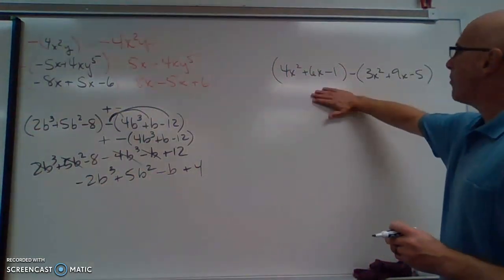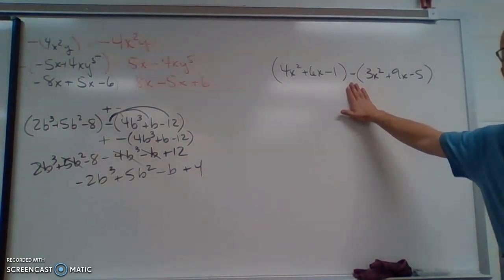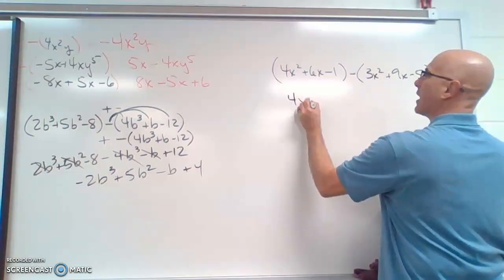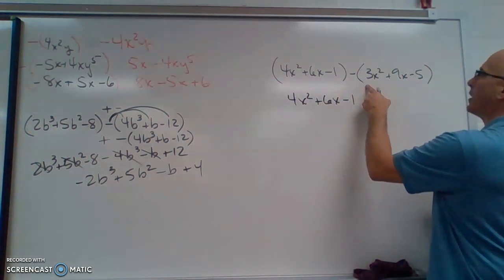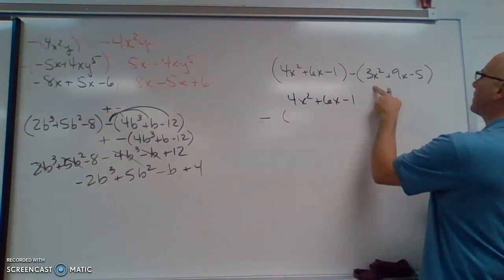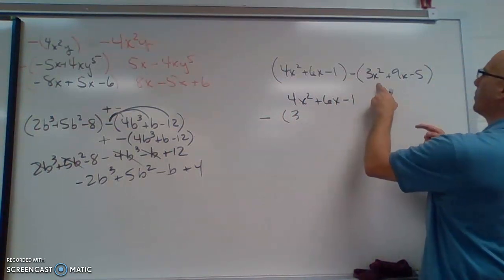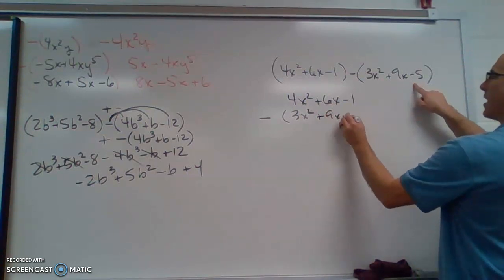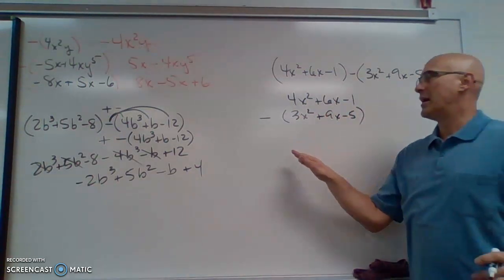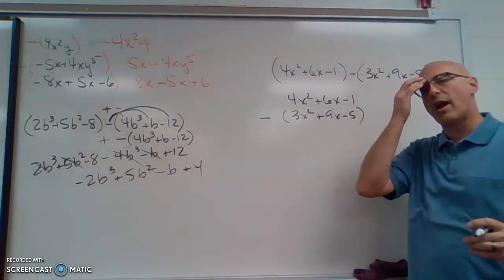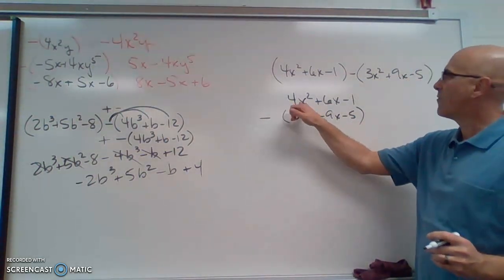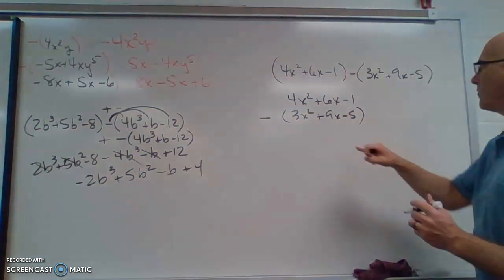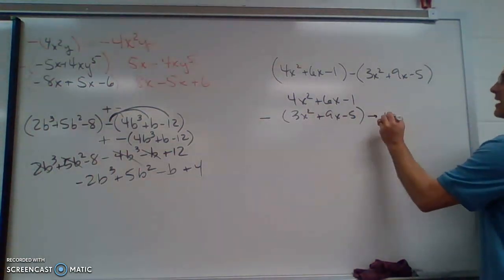Okay. So now what we can also do is write these vertically. We're going to take this 4x squared plus 6x minus 1, and we are going to subtract this whole polynomial, lining up the terms. So here's my x squared, and I have a 9x, and I have a minus 5. If you wanted to, you could think subtraction. You could say 4x squared minus 3x squared, and you do that. Or we can convert this to adding the opposite of this.